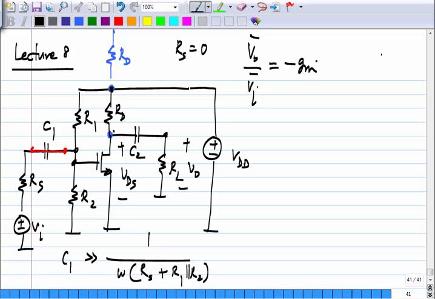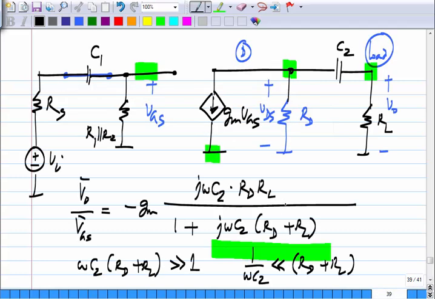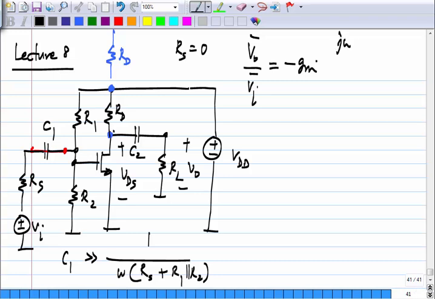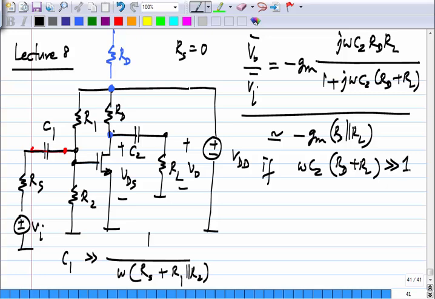Minus GM times this one, right. So, here the purpose of writing this was to see what the criterion on C2 should be. Okay. Now, this will be approximately minus GM RD parallel RL, that is basically C2 does appear like a short circuit if omega C2 times RD plus RL is much greater than 1. Okay.